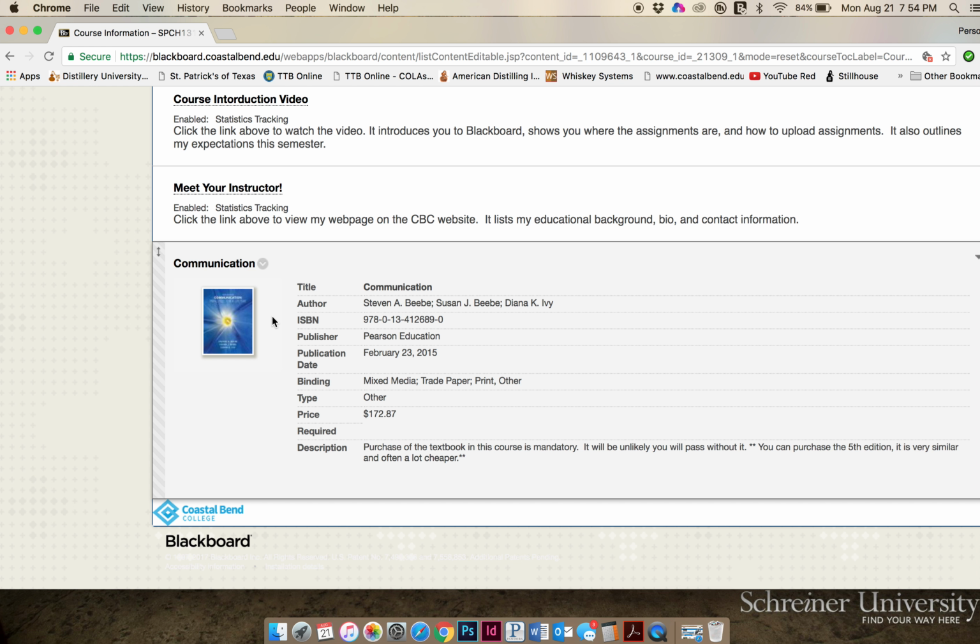If the cost is an issue, you can get the 5th edition online a lot cheaper. Look at renting your textbook. You don't necessarily have to go through the CBC bookstore. You can take this ISBN number and find it on Amazon or different textbook rental companies. You can get it a lot cheaper. Also, I do not use the online code for the textbook, the Revel. I don't use it at all, so you don't have to buy that code.